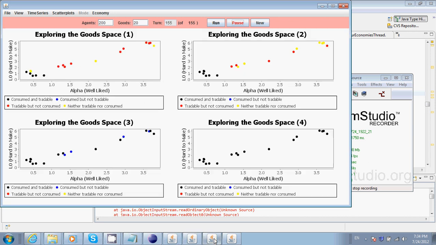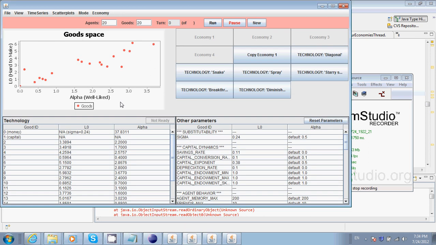is that once you get past, I mean, it was also the case in here. You've got the same general pattern. The goods that are harder to make are better liked. So as you increase capital, then you move into more desirable goods.